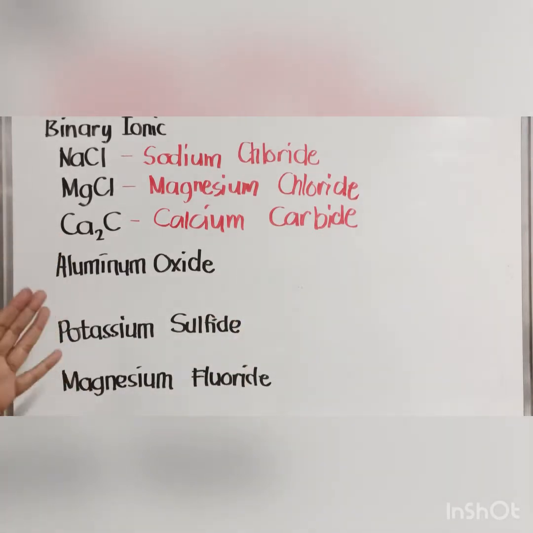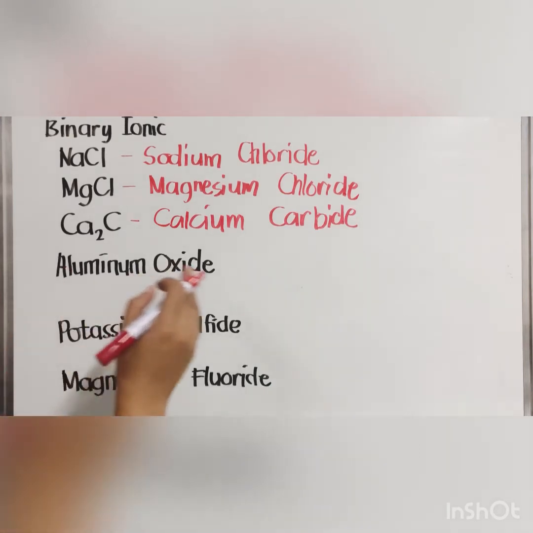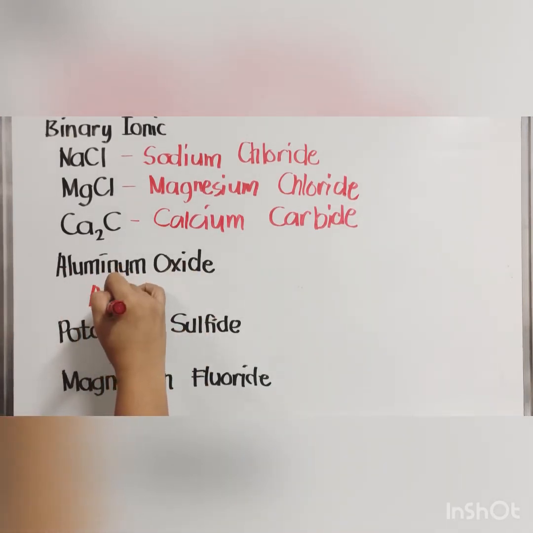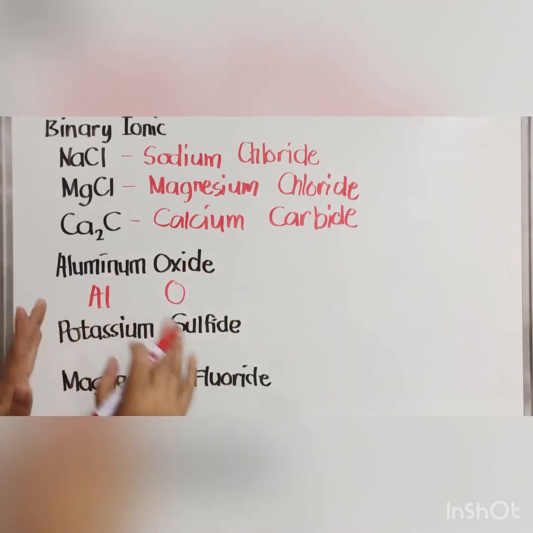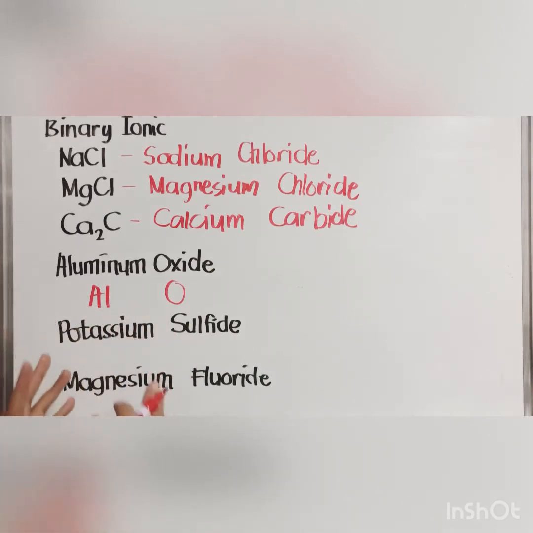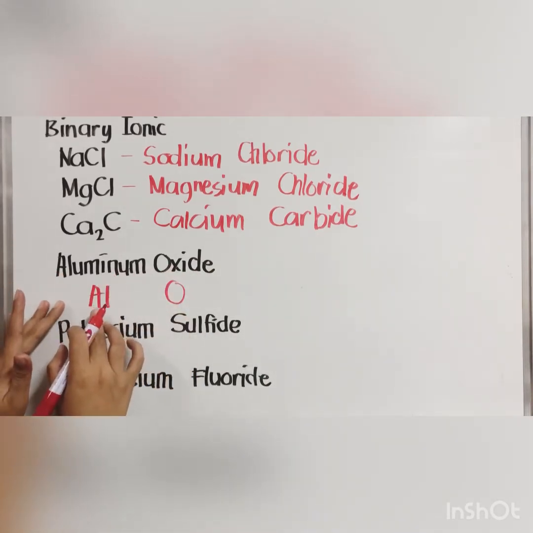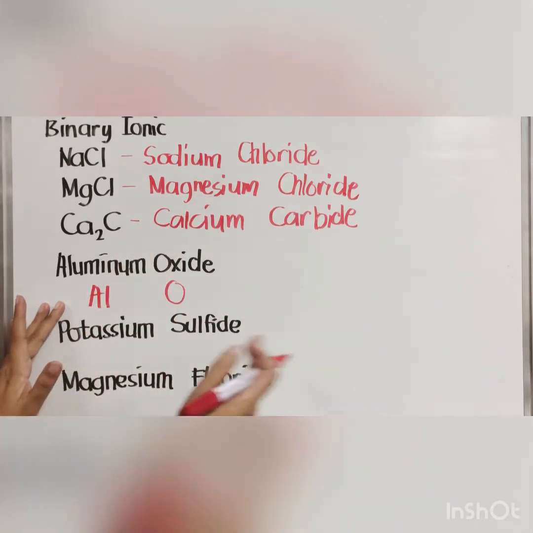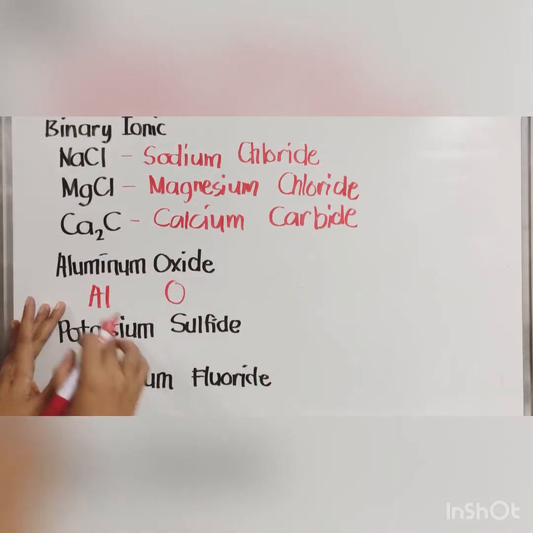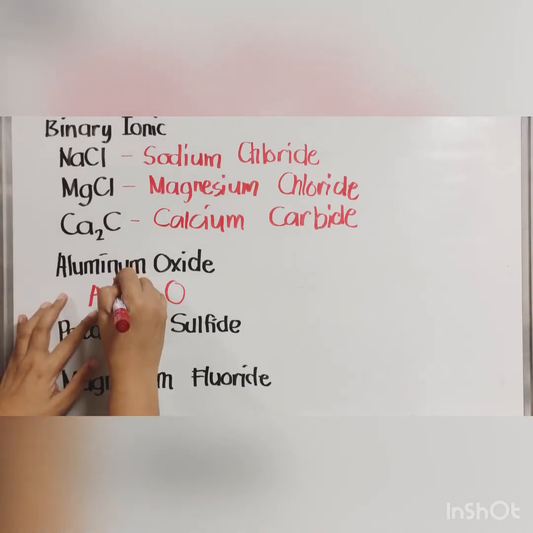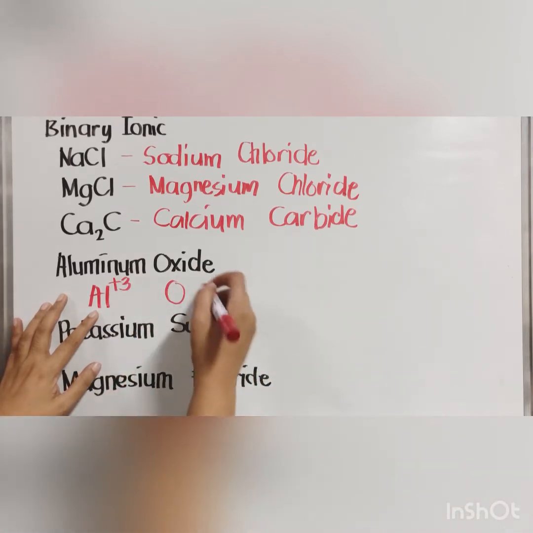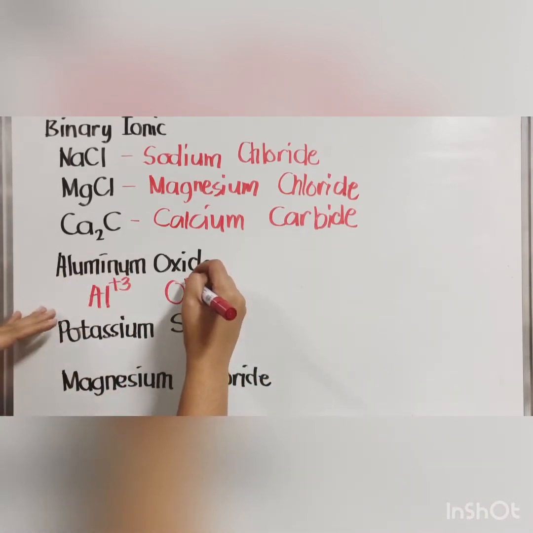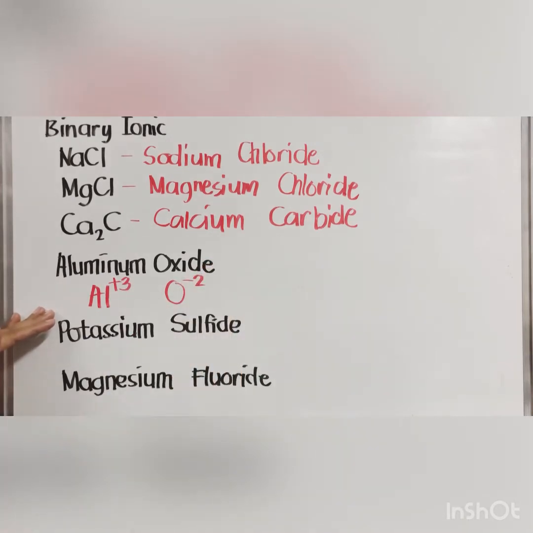How about if the name is given, and how would you write the chemical formula? So for example, you have aluminum oxide. It's between aluminum with the symbol Al and oxygen with the symbol O. So you need to assign charges. Where are you going to get the charges? These are representative elements, aluminum and oxygen, so you can get the charge from the periodic table. Al is from family 3A, it's a metal. The charge is positive 3. Oxygen is from family 6A, which is a non-metal. It should gain 2 electrons. That's why the charge will be negative 2.